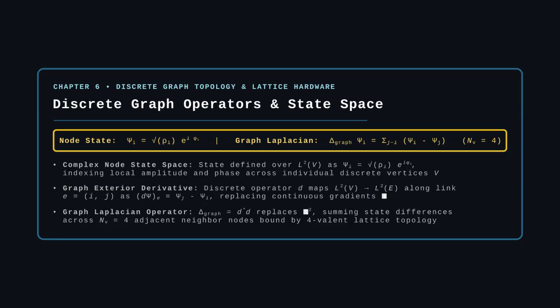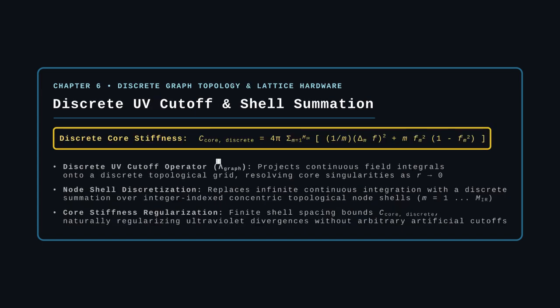This mathematical structure regularizes the core divergence problem. In smooth fluid models, integrating the curvature energy of a compact topological vortex down to or approaching zero produces an infinite logarithmic blowup. In MSVT, core integration is projected through the discrete UV cutoff operator, Λ̂_graph. The infinite continuous integral is converted into a discrete summation over integer-spaced concentric topological node shells, indexed by integer m.